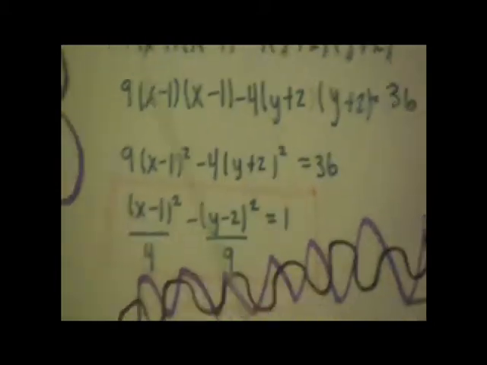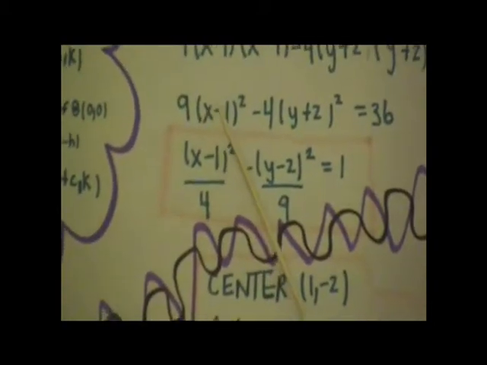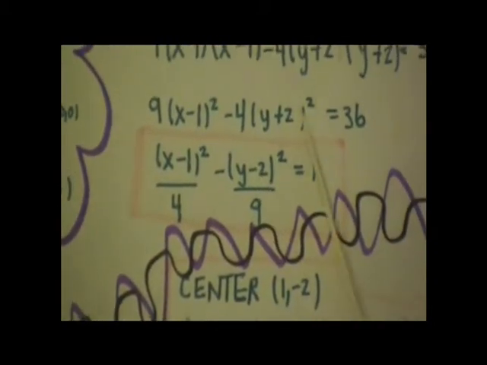Now you will have 9 times x minus 1 times x minus 1, minus 4 times y plus 2 times y plus 2, equals 36. Then you'll have 9 times x minus 1 squared minus 4 times y plus 2 squared equals 36.